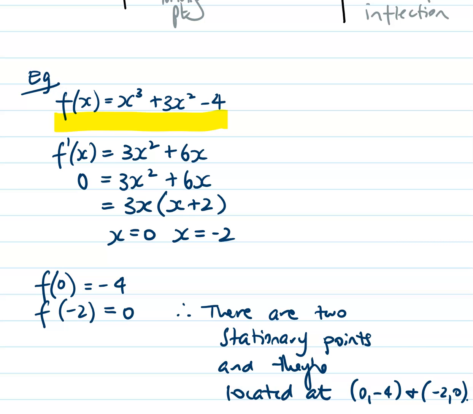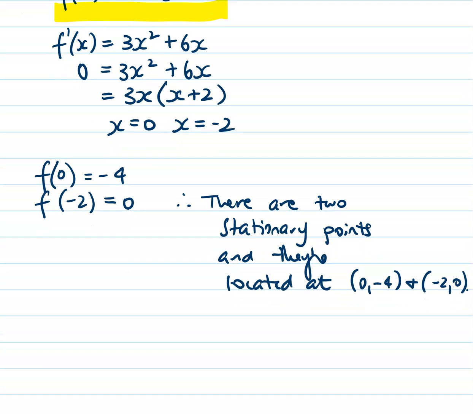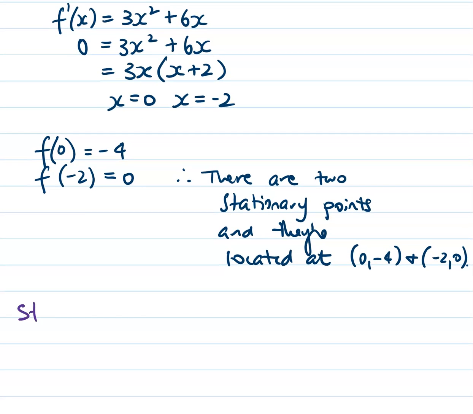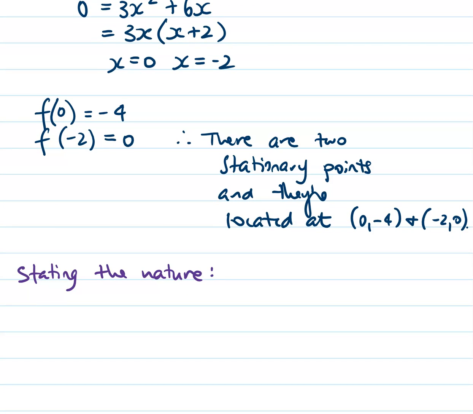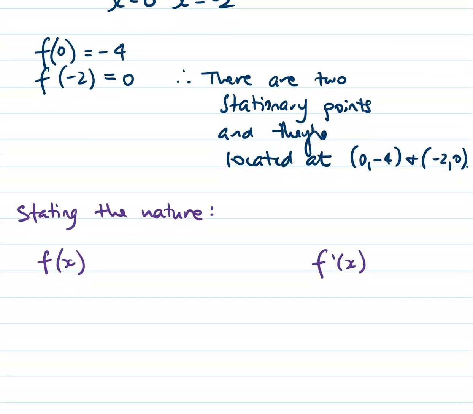We know that there is no gradient at 0, negative 4, and at negative 2, 0. The next part of the question, we actually need to prove what kind of stationary points they are. Again, I keep giving it away, saying that they're turning points because I'm pretty sure that that's what they're going to be, but let's prove it. Okay, there are two ways that we can do this. We can use the function, or we can use the derivative. I'll show you what I mean.